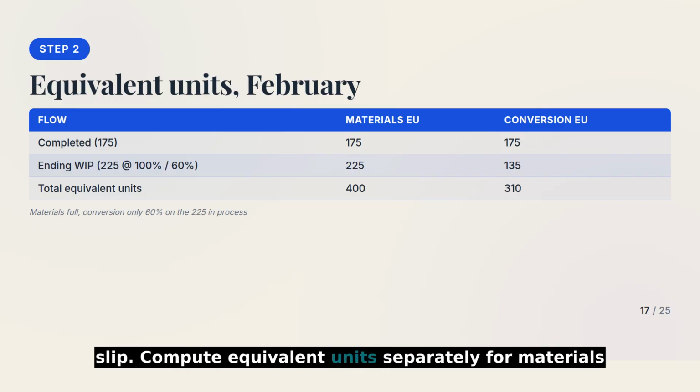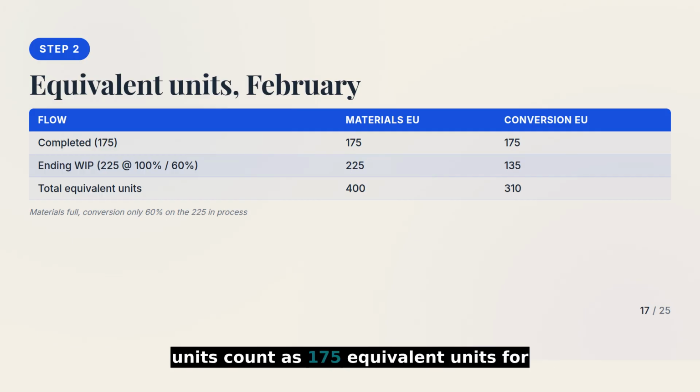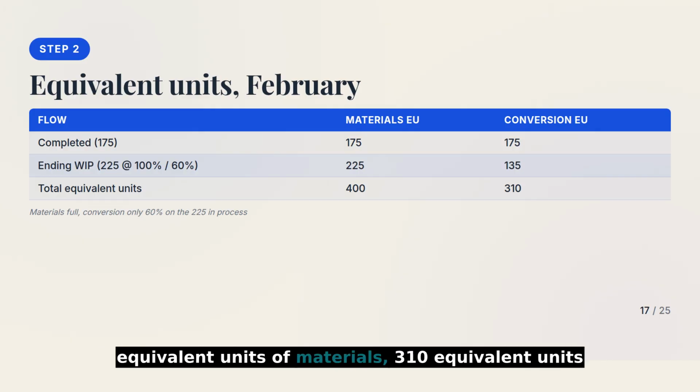Step 2 is where most students slip. Compute equivalent units separately for materials and conversion. The 175 completed units count as 175 equivalent units for both inputs. The 225 in ending work in process are 100% complete on materials, so that is another 225 equivalent units of materials, but they are only 60% complete on conversion, so that is 135 equivalent units of conversion. Totals: 400 equivalent units of materials, 310 equivalent units of conversion.